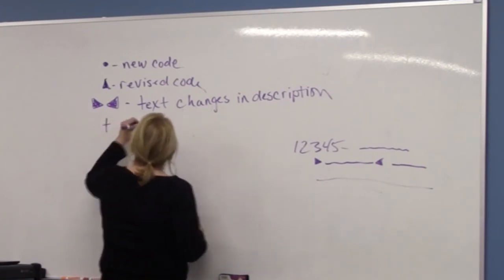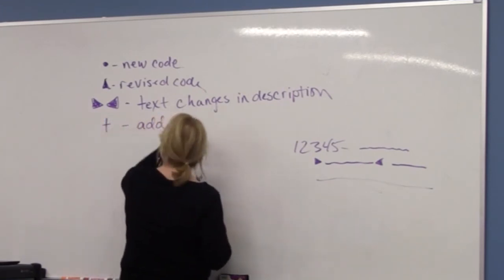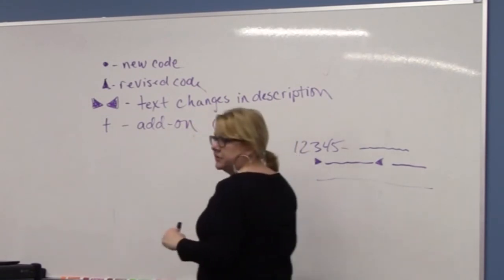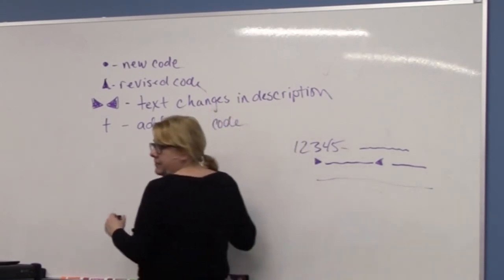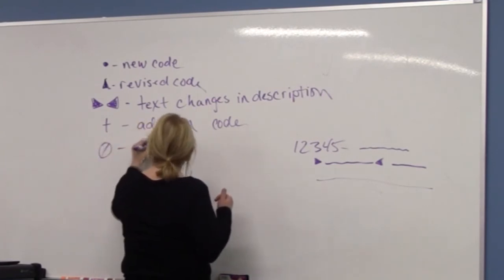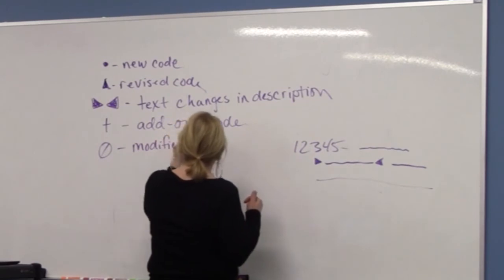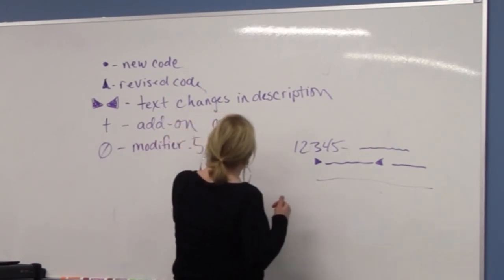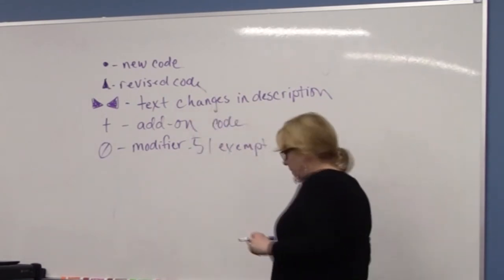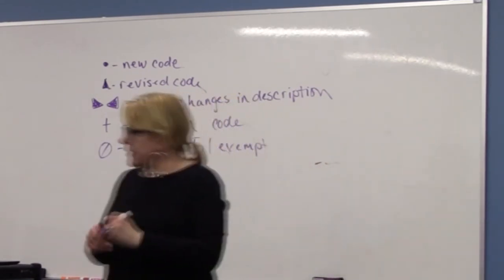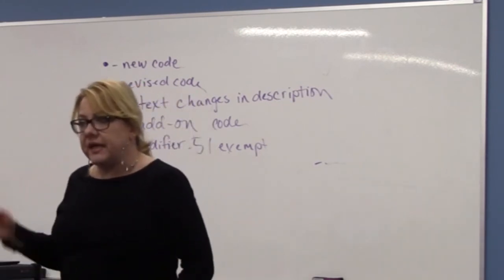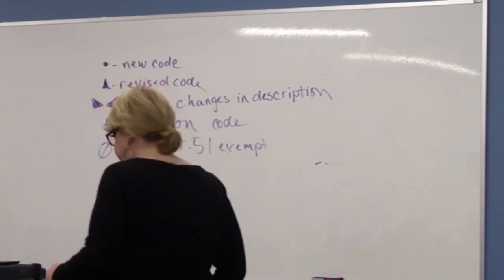A plus sign is an add-on code, and I'm going to show you an example of what that means. You cannot use those alone. They're never used by themselves. And then you have a null sign, which means modifier 51 exempt, and we'll talk about modifiers. But if you can't remember what the little symbols mean, they're along the bottom of your book, so you can find it then, right? Okay?